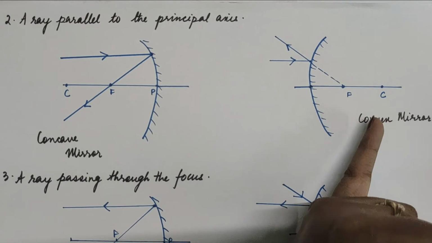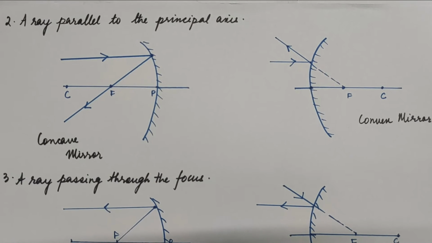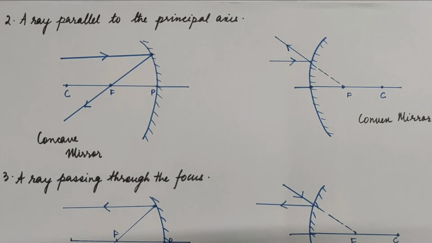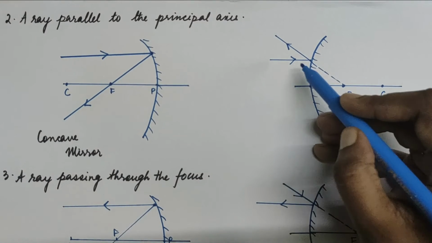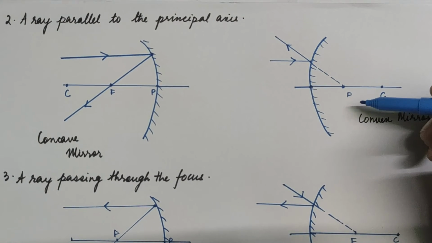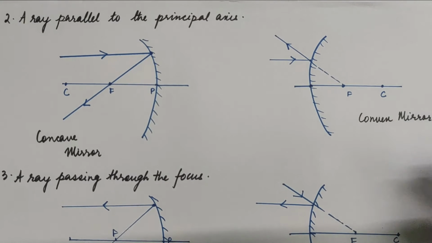And in the case of the convex mirror, we can say that a ray of light parallel to the principal axis after reflection from a convex mirror will diverge and appear to come from the focus. So actually, if this is the ray which is coming, it's diverging, but it seems to come from this point, which is the focus. This is in the case of a convex mirror.